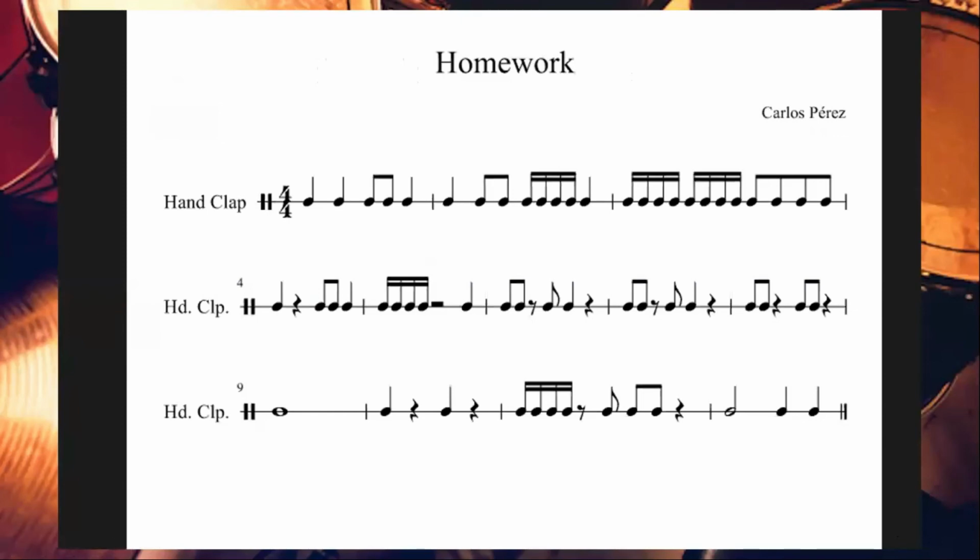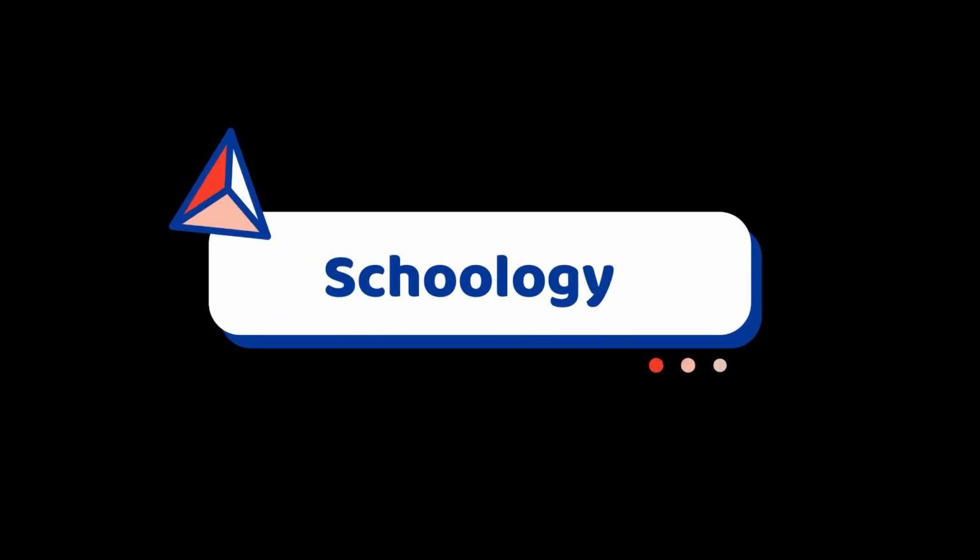Your homework consists on recording yourself playing this specific rhythmic pattern. Remember to play on time. And when you're done, upload it to Schoology.